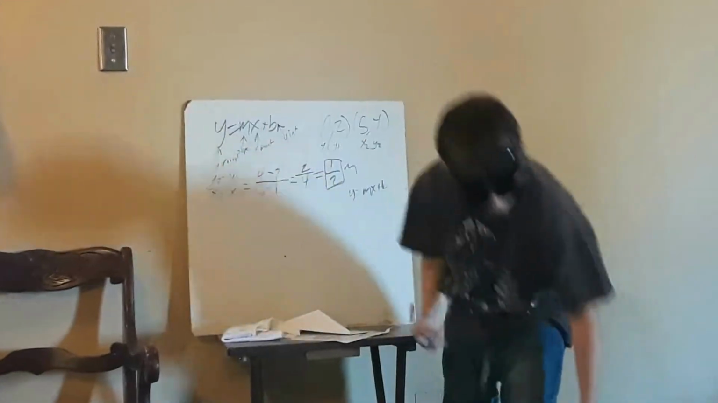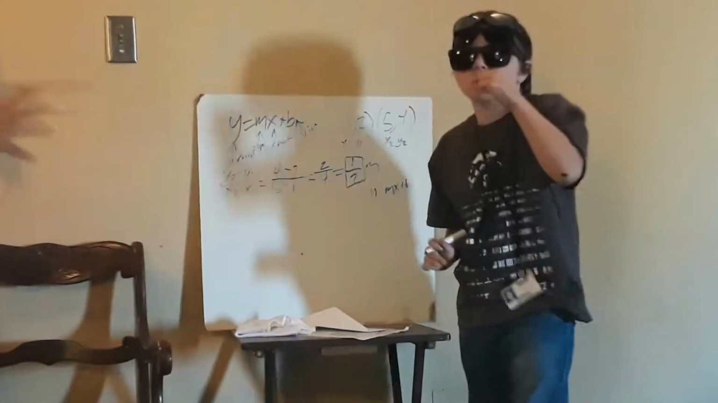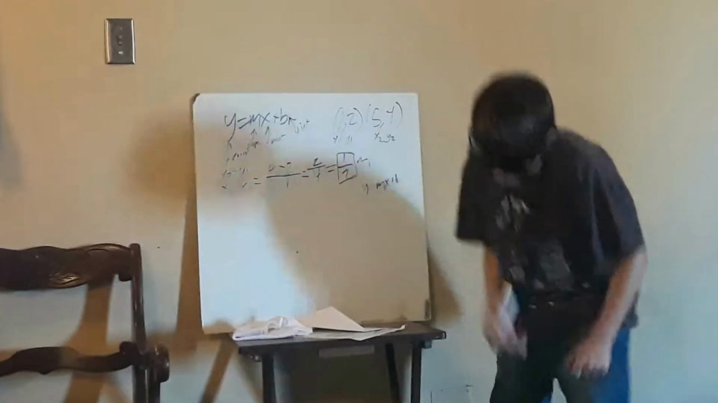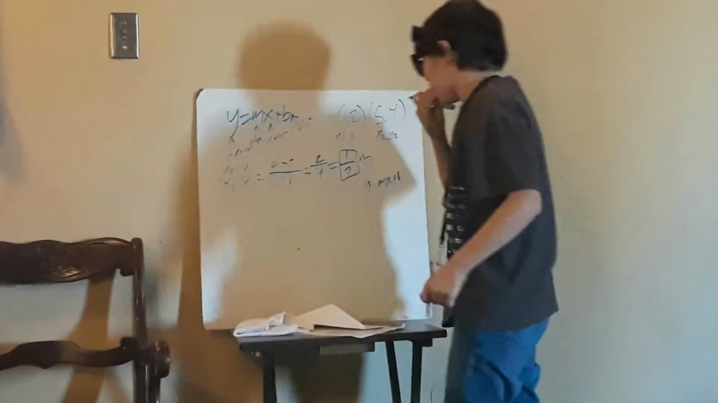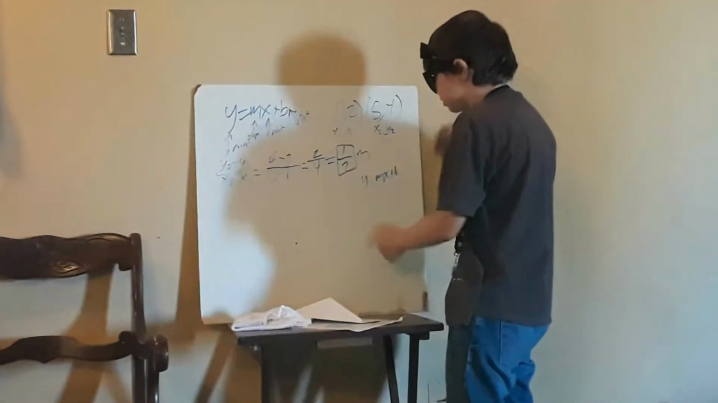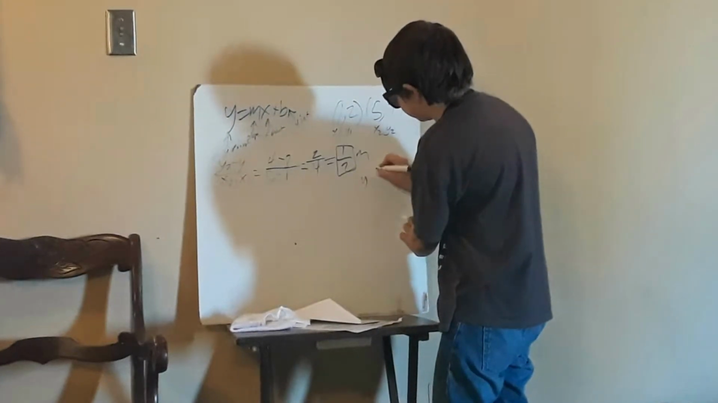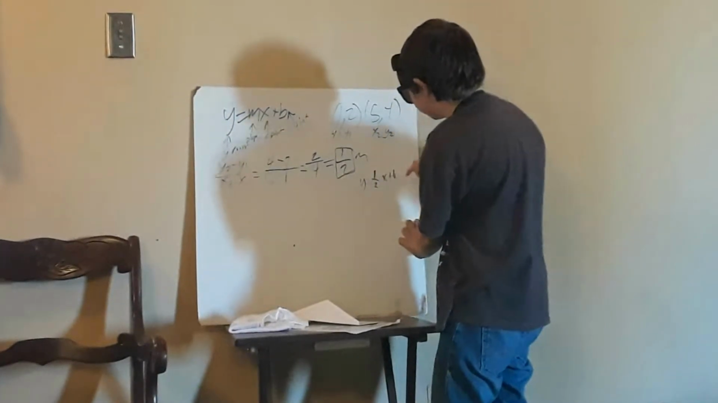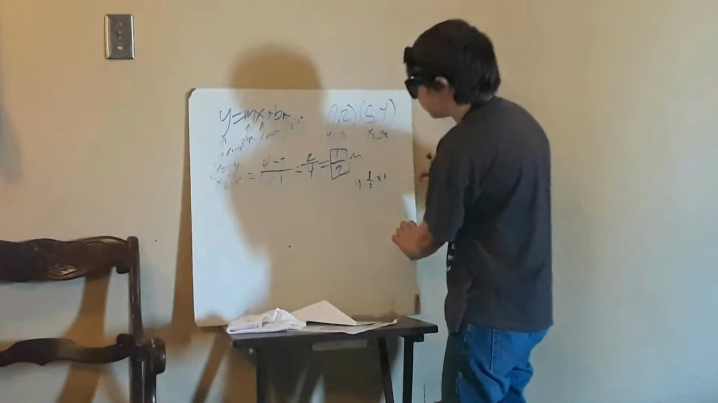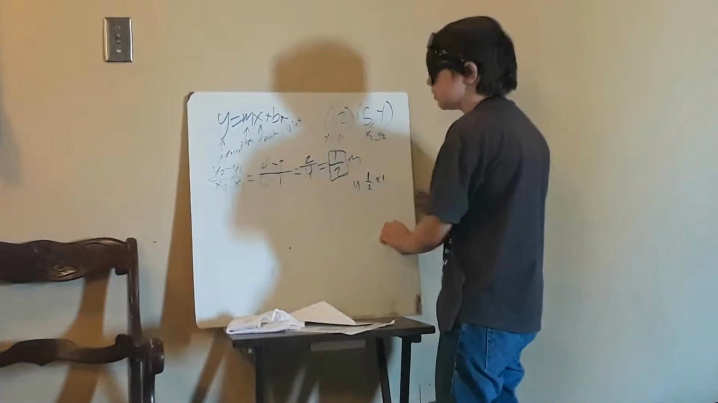So we get y1, 1 over 2, and then we don't know what the b is yet.